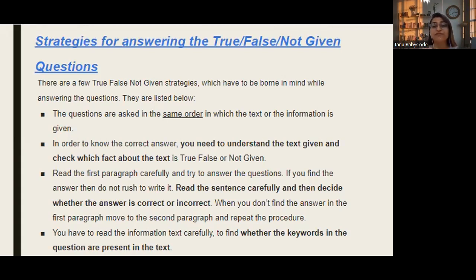You have to read the information text very carefully to find whether the keywords in the question are present in the text or not, right? You have to locate the true meaning of your statement. Whatever your statement is, read that statement very carefully and try to find it in the paragraph. Not only keywords. Keywords are only to locate the information, to go to that part of the text. But you have to read the statement very carefully to get the context. The whole sentence has to have the same context.